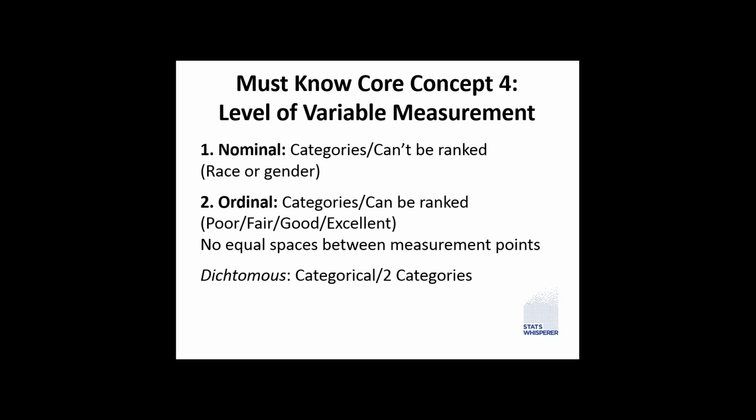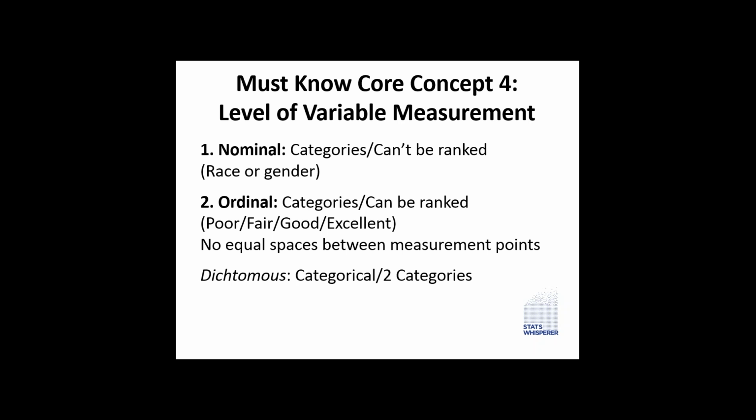So in gender, you could put people in categories, male and female, two different categories, but you can't rank them. You can't say one should be higher than the other. And then two, we have ordinal, which are categorical variables that can be ranked. So we could rate something as poor, fair, good, excellent, all categories, and you can rank them in terms of good and bad, top to bottom, bottom to top, right?